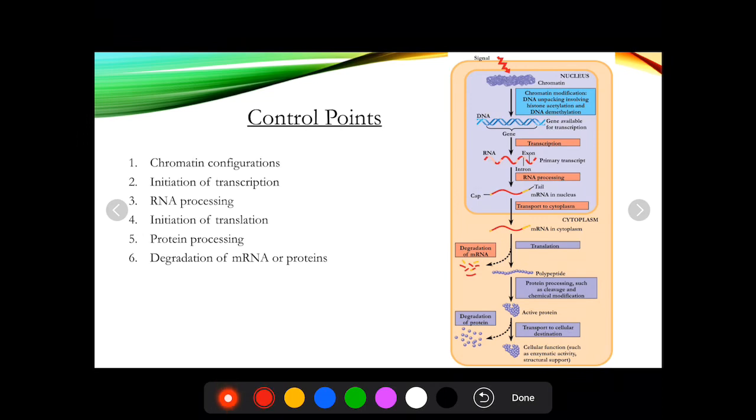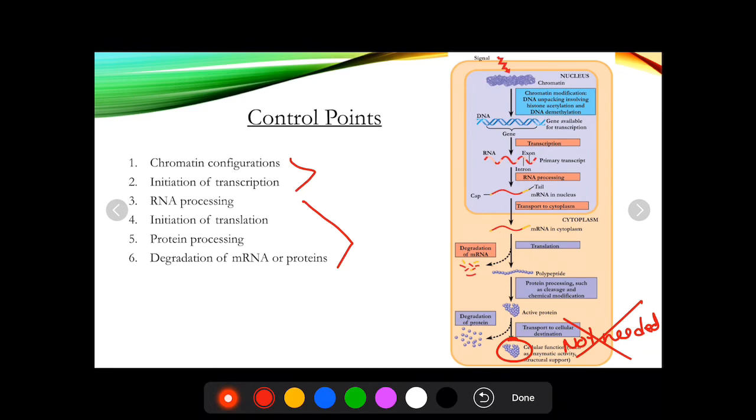So if you don't need this protein, there's a whole bunch of ways that you can prevent it from being made. Either prevent it from being made or break it down. So those are the control points. Those are all the different ways that we can stop proteins from existing in a cell. And they are chromatin configurations, initiation of transcription. Those two are going to be the biggies. Those two are going to be the ones where you really focus your studying because it's a little bit tougher. The other four are just basic facts, okay?